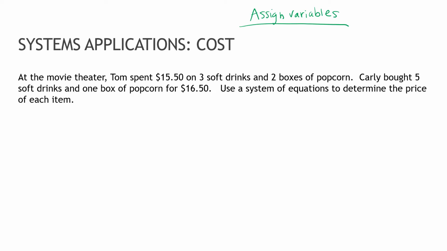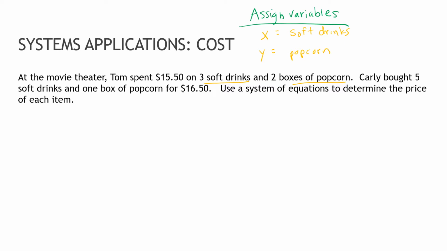doing that. So when I assign my variables, all I'm saying to the reader, which typically is going to be me, is what does X represent in your question and what does Y represent in your question? So it's telling me what each variable represents. So here I have soft drinks and boxes of popcorn, and those are the two variables. So it doesn't matter which one you choose as long as you tell me which one is which.